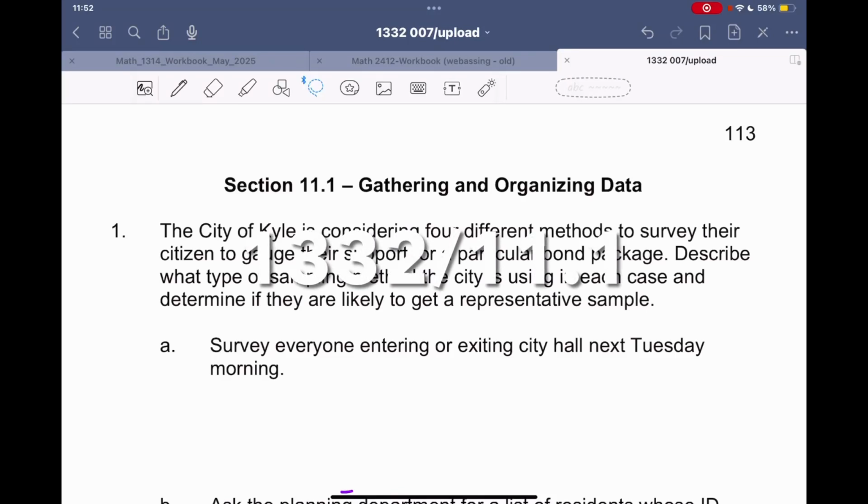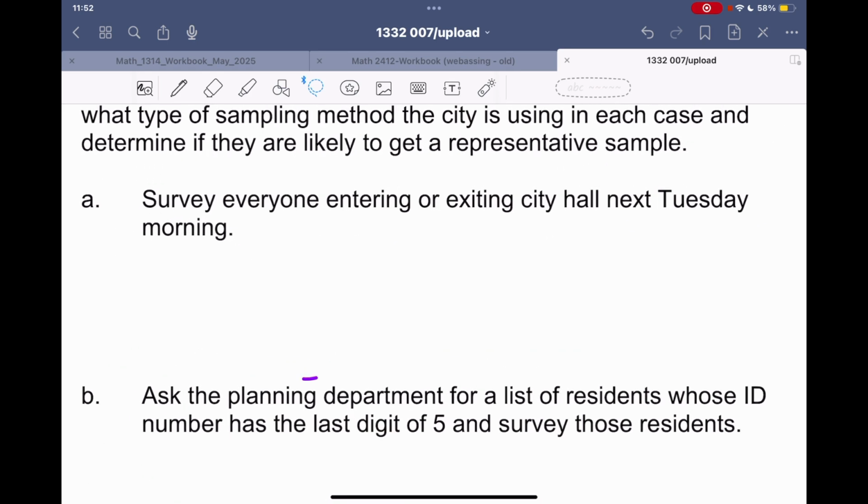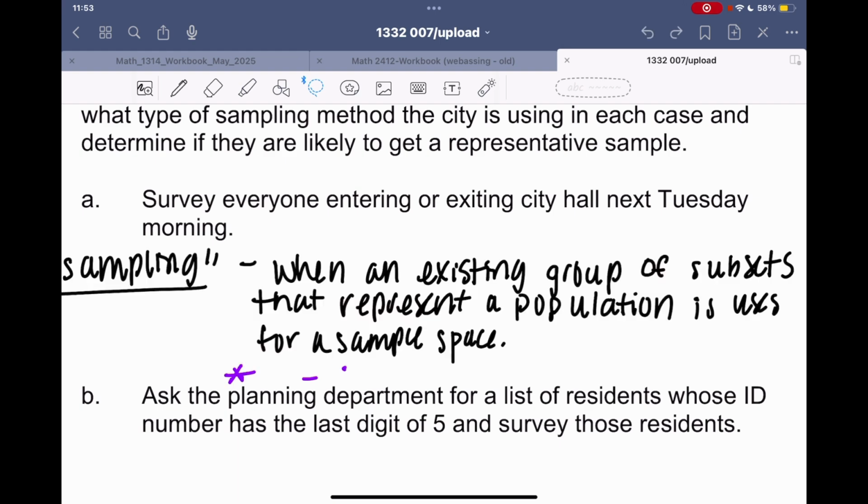The city of Kyle is considering 4 different methods to survey their city to gauge their support for a particular bond package. Describe the method of sampling. Survey everyone entering and exiting city hall on Tuesday. So this is not going to work. It's not representative. We call it cluster sampling.